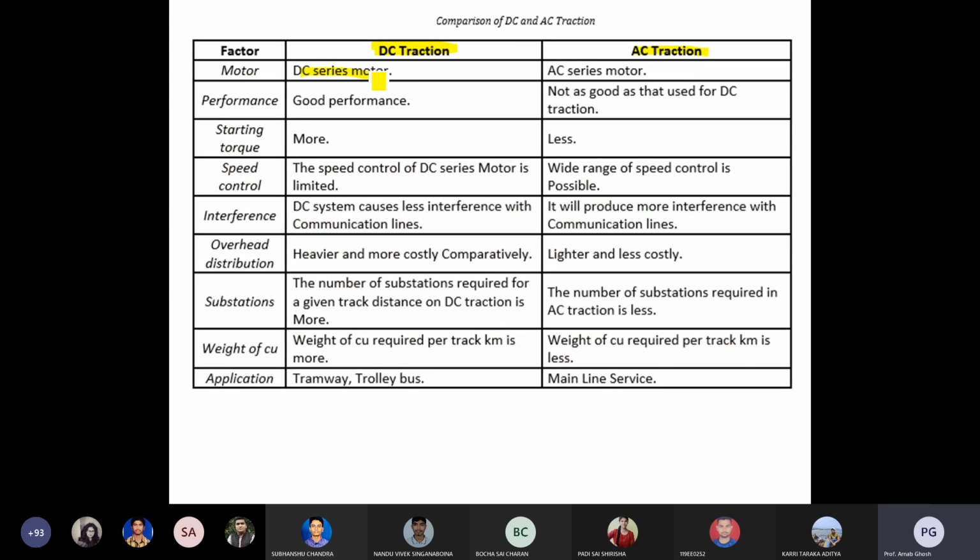Okay, what is the comparison? From the motor point of view, you are using a DC series motor for DC traction and an AC series motor for AC traction. Performance is good, though not as good as that used for DC traction. Starting torque is definitely more for DC, less for AC. Speed control is better, though motor speed control is limited for DC operations, but AC is versatile with a wide range of speed control. You can keep the frequency constant as well as vary it. In DC you can vary speed only above the base speed, after that by the field weakening method. So these are the versatile variations.